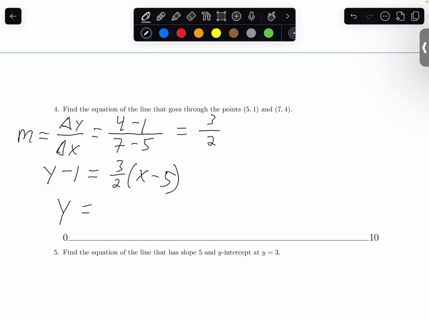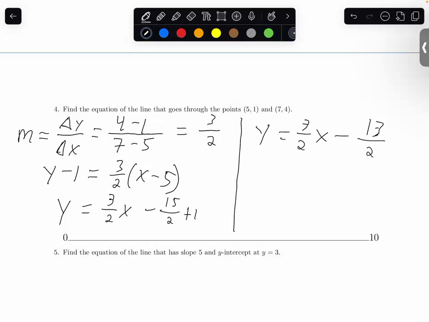So y would be 3 halves x minus 15 halves plus 1. So the equation would be y is equal to 3 halves x minus 13 halves.